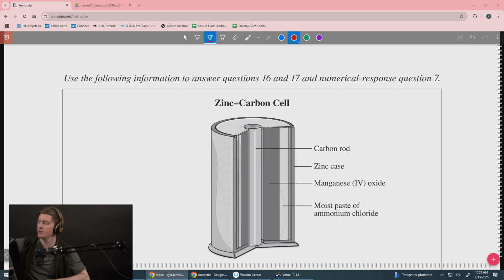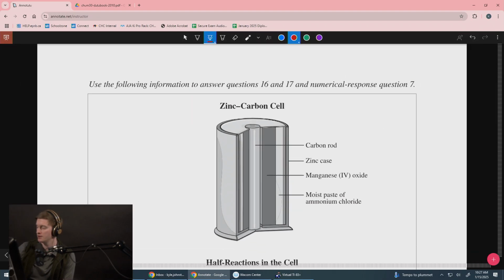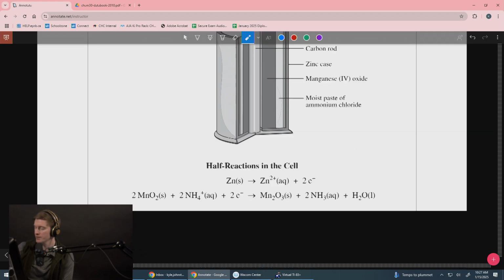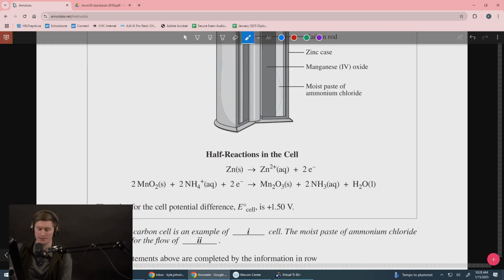All right, in this video, we're going to be working through more redox questions. We're starting with questions 16, 17, and numerical response question 7 that all have to do with the diagram of this zinc carbon cell. Here's our diagram. We have a carbon rod, a zinc case, manganese 4 oxide, and a moist paste of aluminum chloride.